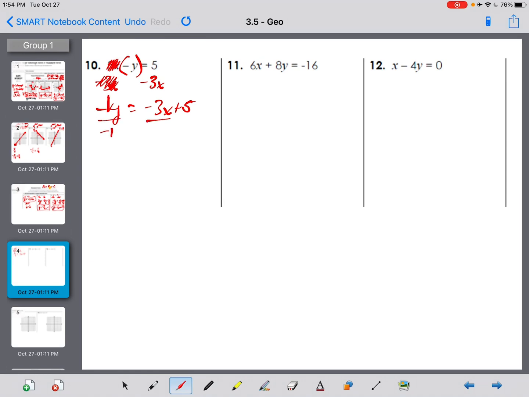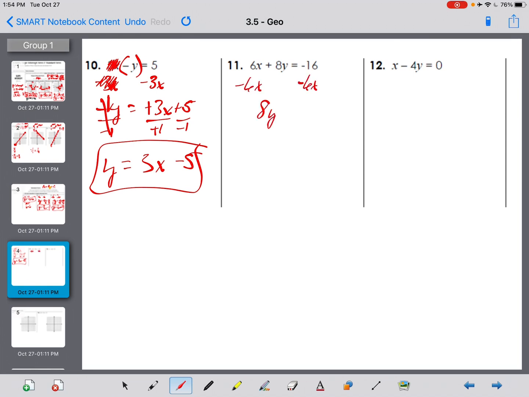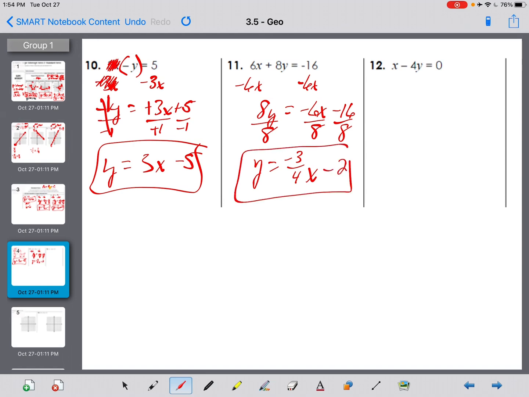And then, how do we get rid of the negative? Well, let's write the negative 1. So I'll divide by negative 1. Everybody. Those go. Y equals plus makes 3x minus 5. Move the 6x. 8y equals negative 6x minus 16. Divide by 8. Everybody. Y equals 2 goes into both. And 8 goes into 16 2 times.